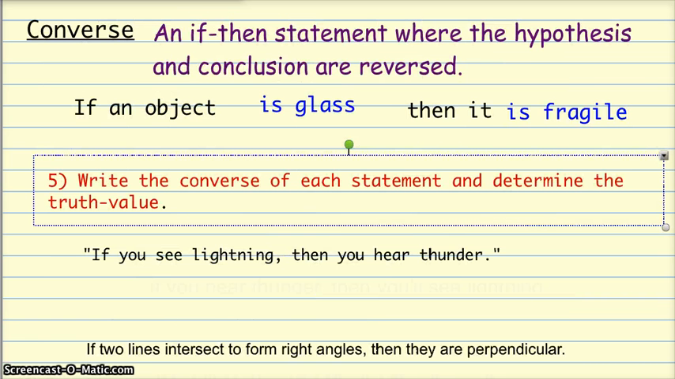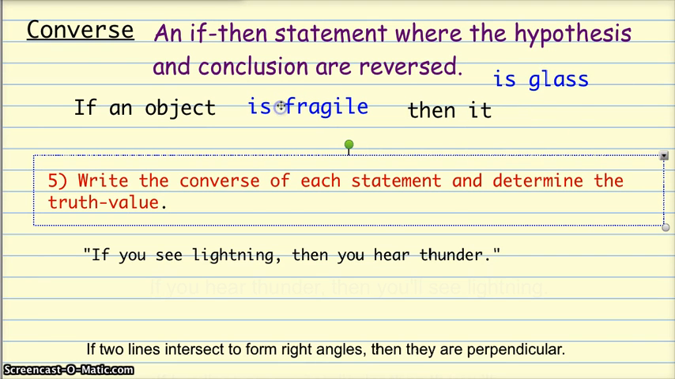Number 5 is going to take us into the idea of a converse. Write down converse in the vocab box at the top of your page. The definition of converse is an if-then statement where the hypothesis and the conclusion are reversed. Here is my example. If an object is glass, then it is fragile. That is a true statement. Its converse would be where you turn these around. If an object is fragile, then it is glass. Is it true the other way around?